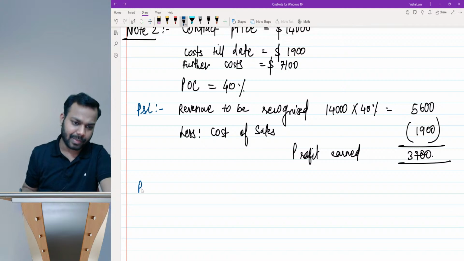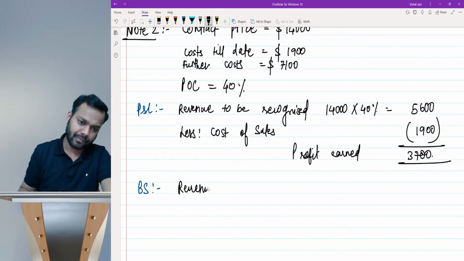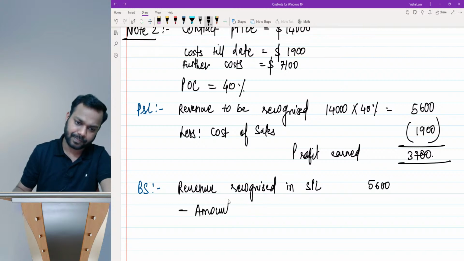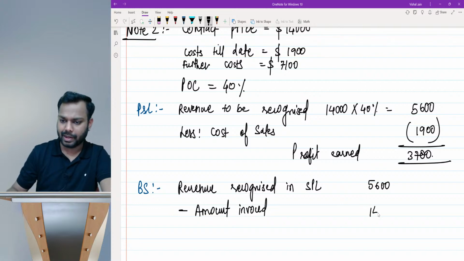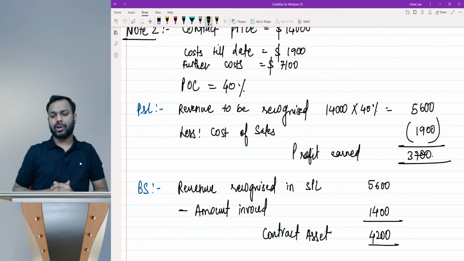Now we have to calculate the balance sheet impact. In the balance sheet, what is the amount of revenue recognized in P&L? That is 5,600, right? And what is the amount invoiced? That is 1,400. So what is the remaining amount called? 4,200 is called contract asset.